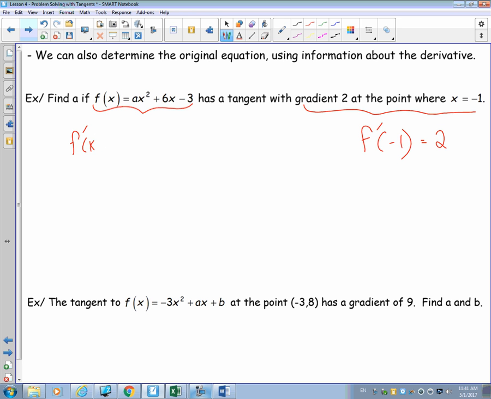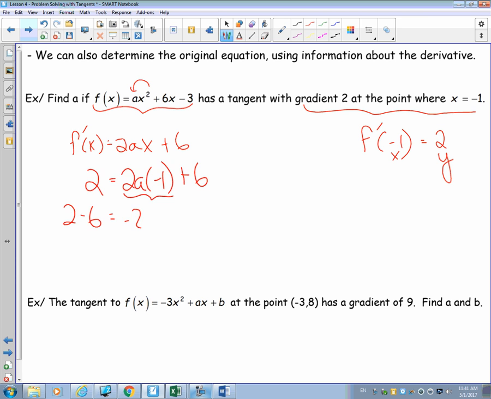Let's take our derivative. 2 times a, I don't know what a is, so it's going to be 2a times x plus 6. But what do I know? I know when x is negative 1, the derivative comes out to 2. So I can put 2 into my derivative, and that happened when x was negative 1. Well, this is an equation I can solve. Bring the 6 over to the left, multiply all this together, gives me negative 2a.